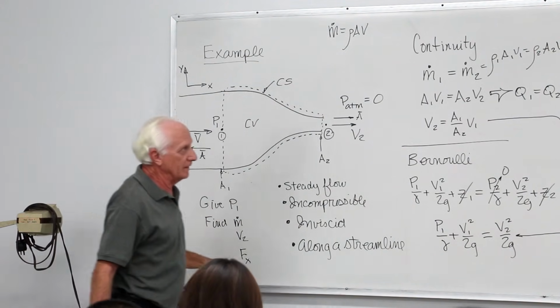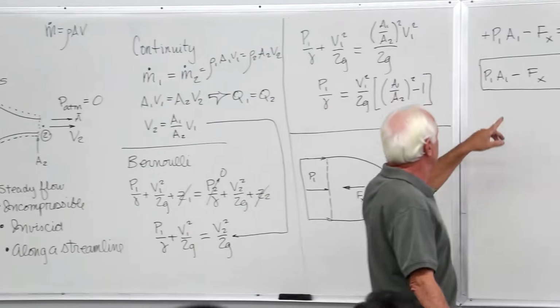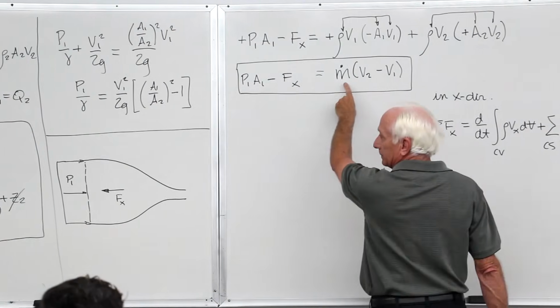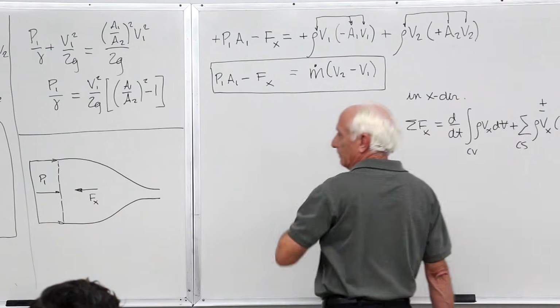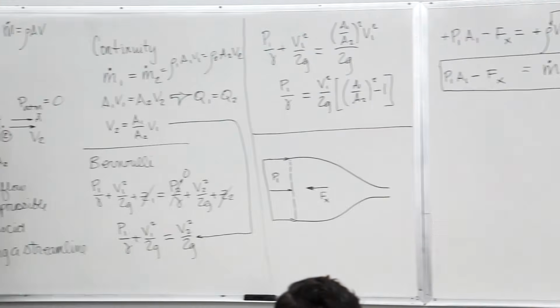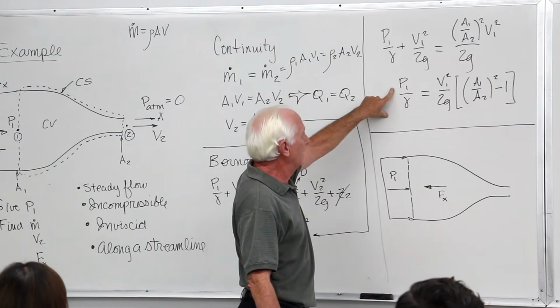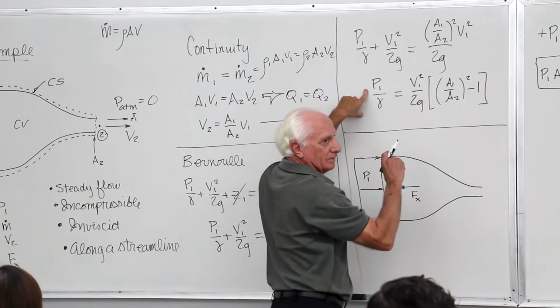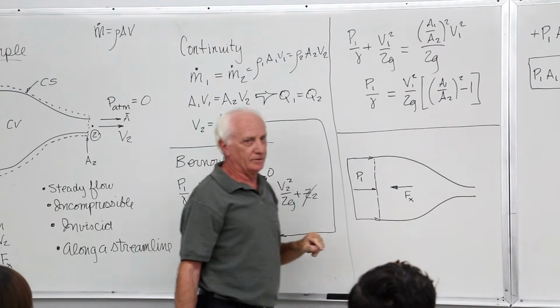Let's try and find Fx. Do I know m dot? Not yet. Do I know P1? Not yet. V1, V2, that's a bad place to start. Given P1, there's P1. I know A1, A2, that's given. Guess what I can find? You got it, V1.